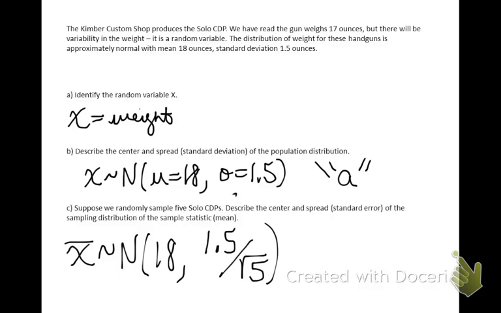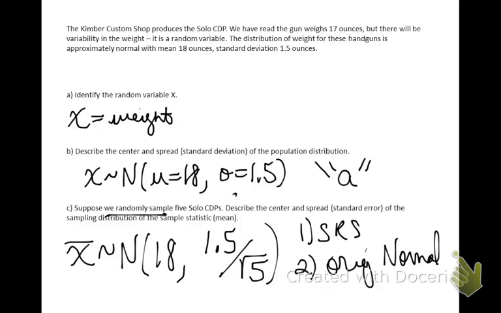Let's plug this in. For us to be allowed to make this statement, we have to meet 2 conditions. The first is simple random sampling, and it says randomly sampled. The second is an originally normal distribution. If we come up here in the problem setting and read, it says the weight distribution for these handguns is approximately normal, so we know it's normally distributed. Remember, the other thing you could have gotten away with if it was not normal is that n is greater than or equal to 30. Here we don't need that because it's originally normal. We're allowed to have an n of 5, less than 30, because the originally normal condition was met.